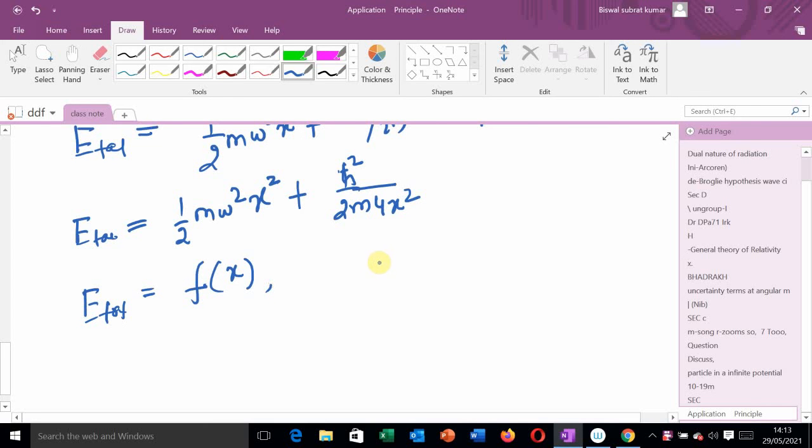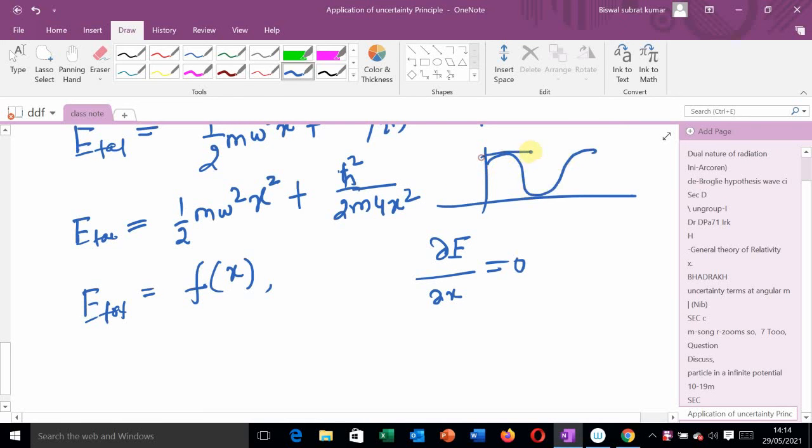Now you want to calculate the minimum energy, that is the ground state energy. So the derivative of the total energy with respect to x, the position, will be 0, because we know that at the point of minimum or maximum, which is known as the point of inflection, the slope is always 0. Suppose this is a graph. At the maximum and the minimum, the slope is 0. In case of maxima or minima, the slope is actually 0.